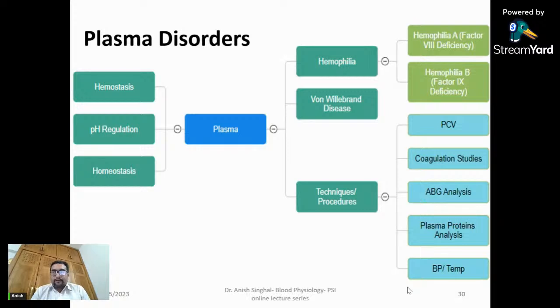Whereas von Willebrand's disease is a type of bleeding disorder, in that there is a deficiency of von Willebrand's factor that helps platelets to accumulate and aggregate there. So in von Willebrand's disease, there would be an increase in bleeding time, whereas in hemophilia, there would be an increase in clotting time.